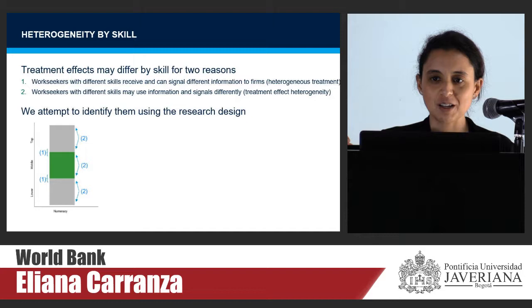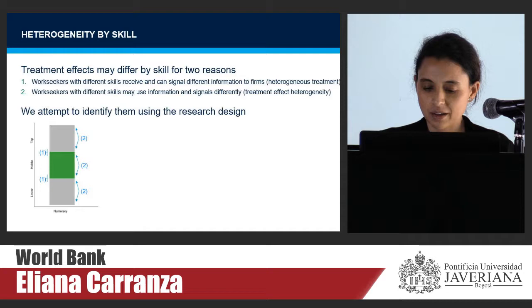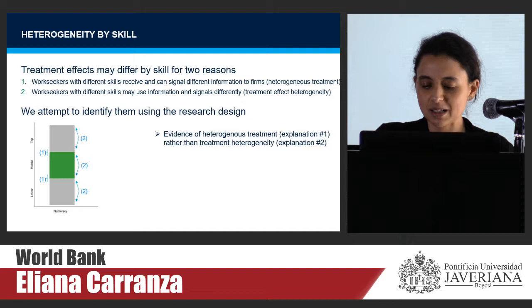The overall results of the public treatment effect heterogeneity by skills are more consistent with heterogeneous treatment than with treatment effect heterogeneity. So that means that our findings are indicating that work seekers with different skills are signaling different information to firms, right?